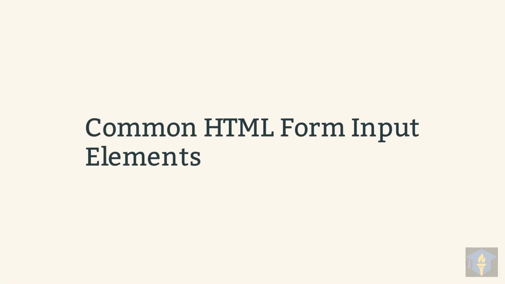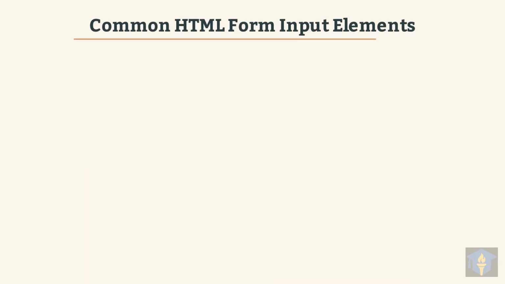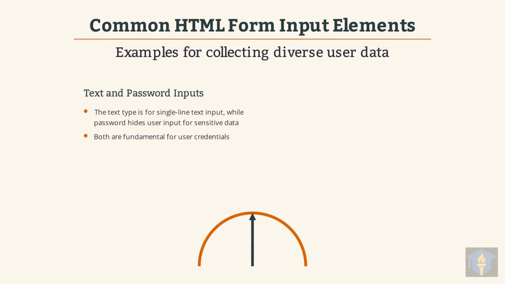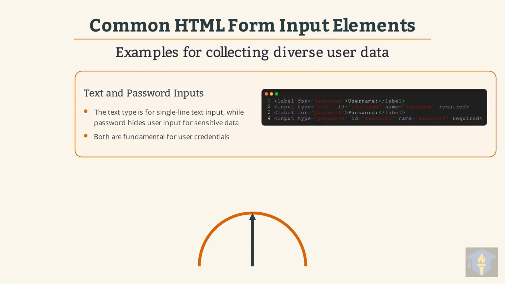Now, let's dive into some common HTML form input elements that you'll use regularly. These examples will show you how to collect various types of user data effectively and efficiently. We'll start with the fundamental text and password inputs, essential for user authentication. The text type is for single-line input, while password hides sensitive data. Both are crucial for collecting user credentials securely. This code snippet demonstrates how to create basic username and password input fields using the text and password types.